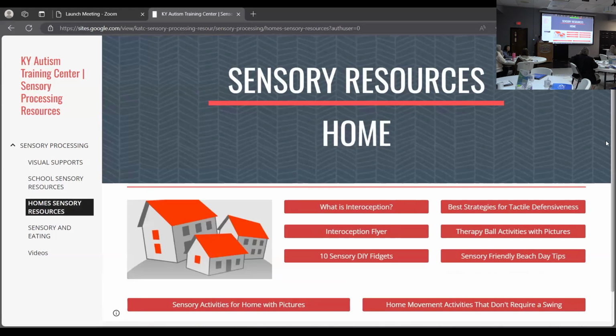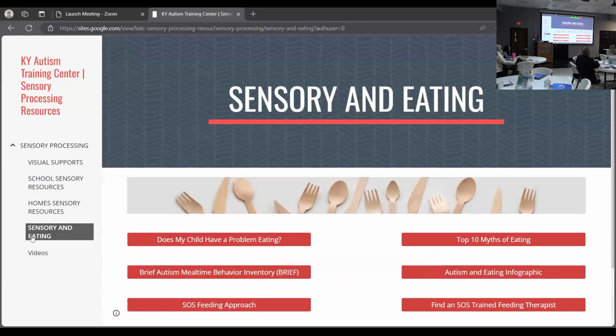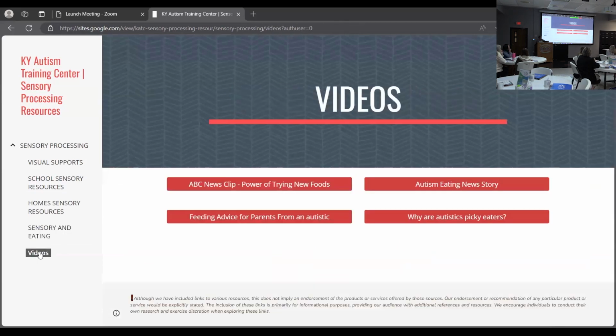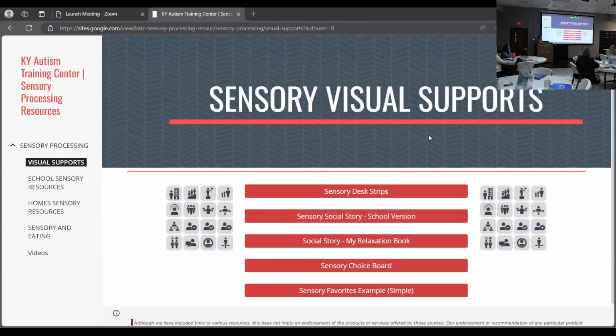If you have families that are at the point they want some help and strategies, anybody have students that have challenges with eating, either overeating objects or not eating any food at all, there's some information for feeding on there. And there are also some video clips that are related to sensory. And most of these are around eating. So if you go to their sensory visual supports, you're going to find some social stories. You're going to find a sensory choice board and some sensory desk strips.